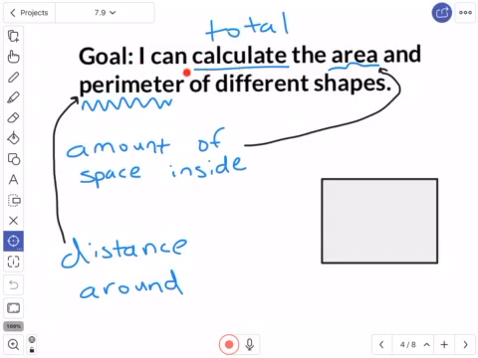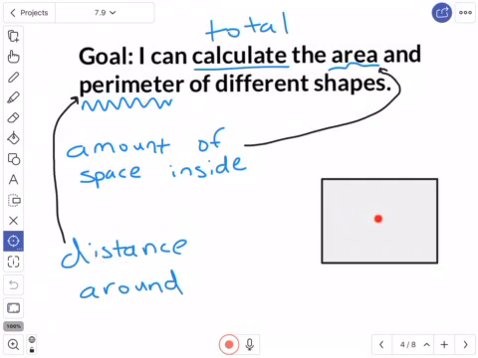Read it with me. I can calculate. Ready? I can calculate the area and perimeter of different shapes. A couple words here. Calculate means total. Basically, you're going to be either adding or multiplying things to find a total. So, calculating. Area is the amount of space inside something. And perimeter is the distance around something.